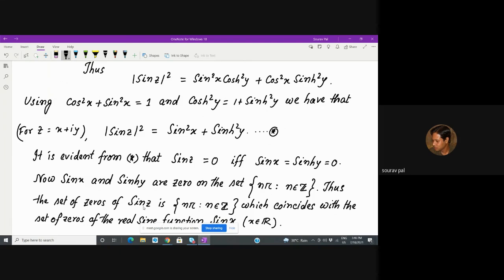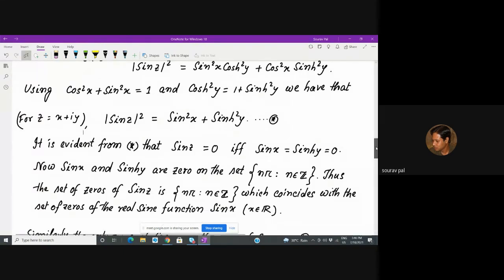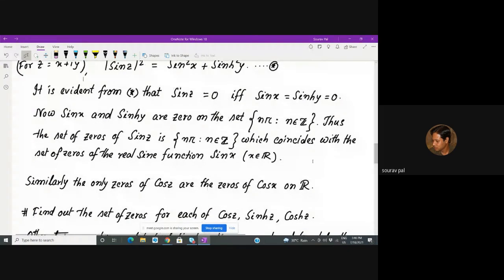So the zero set of sin z, when z comes from the complex plane, is also the zero set of the real sin x, the same set of zeros, right? So the zeros of sin z lie on the real line and they are of this form, n pi. So similarly, you can determine the zeros of cos z. They will be equal to the zeros of cos x, indeed.